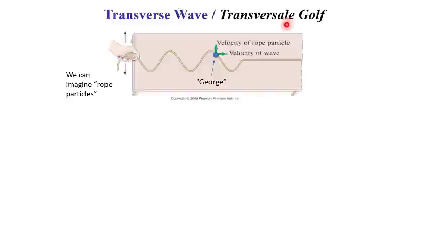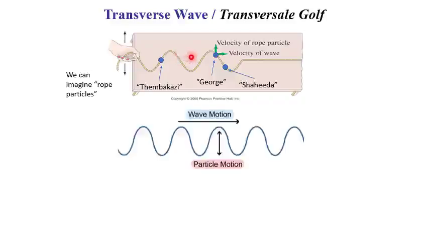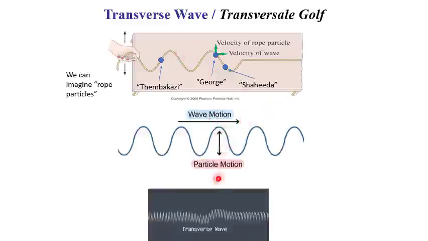So we can imagine rope particles in the transverse wave as moving perpendicular to the wave, and we can imagine rope particles at any point in this wave. Yeah, there's Tembakazi, there's Shahida. All of these rope particles are simply going up and down as the wave moves past, as these pulses move past. All right, wave motion is perpendicular to the particle motion for a transverse wave.